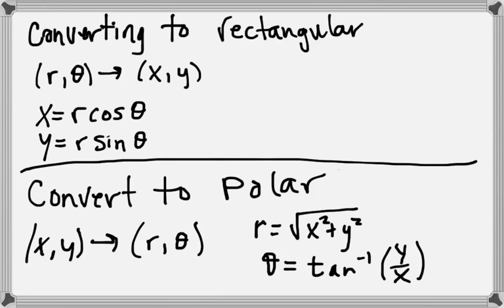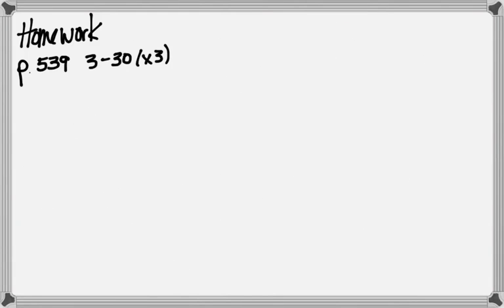Converting to rectangular, we've been doing this for 2 days now. x equals r cosine theta, y equals r sine theta. To convert to polar, if I start with x, y, how do I get to the other one? x squared plus y squared, square root, Pythagorean theorem. It's basically magnitude. To get theta, tan inverse of y over x, just like we did with the direction with vectors. Same exact things. There's your homework. The homework is basically doing that stuff.